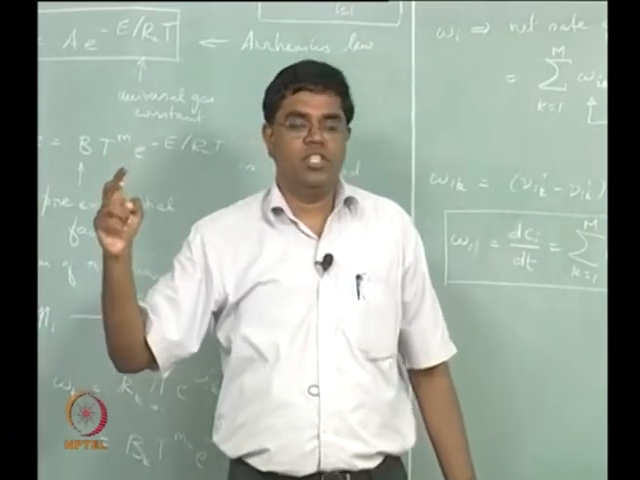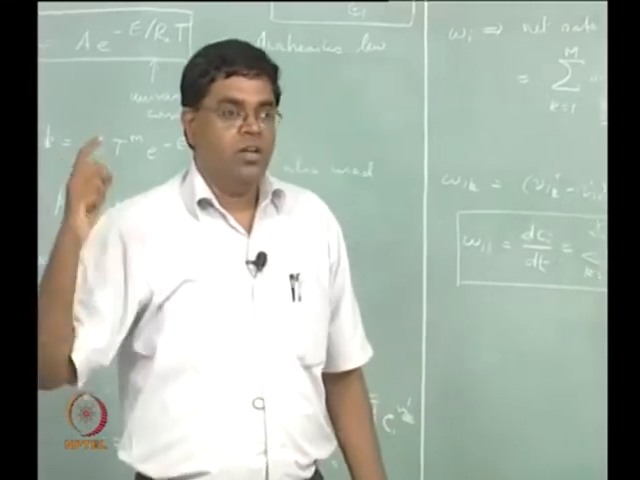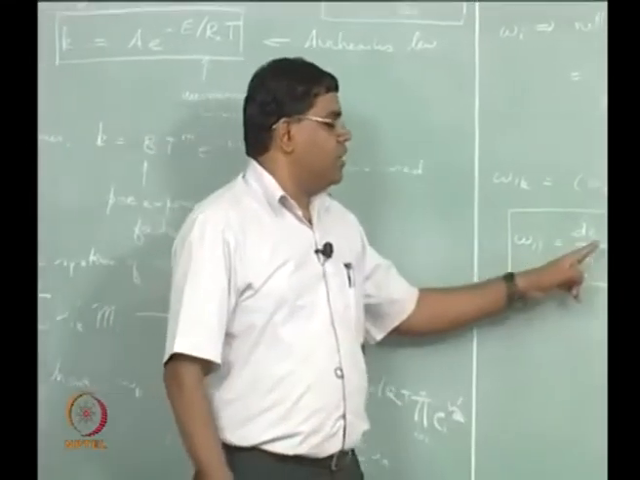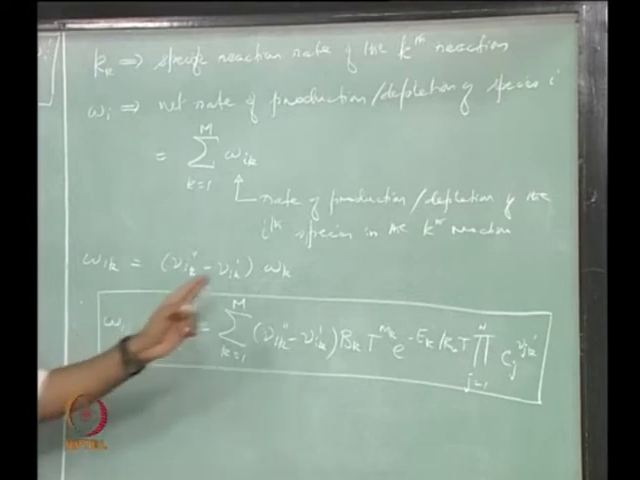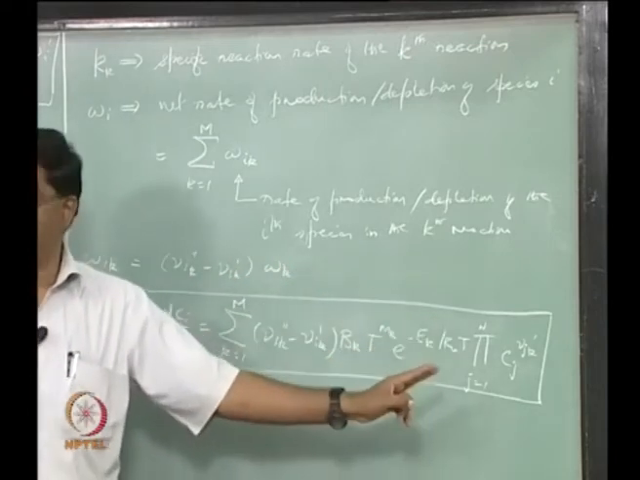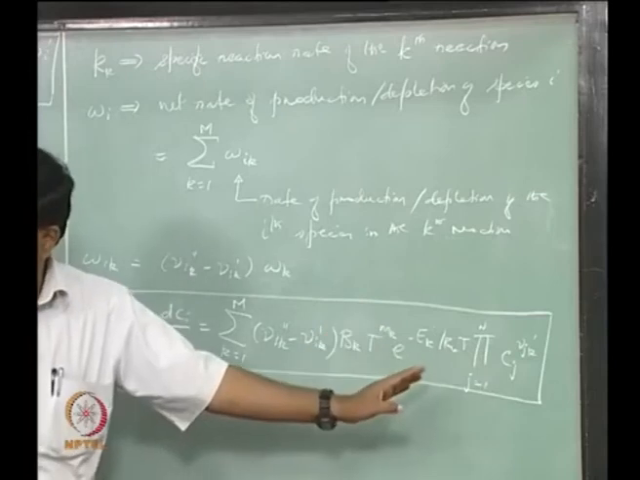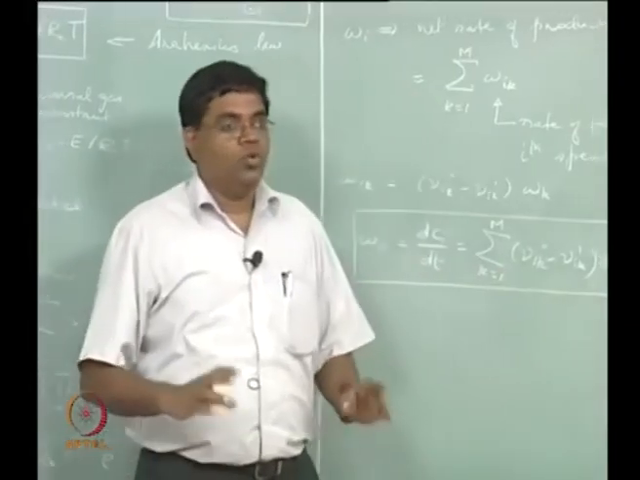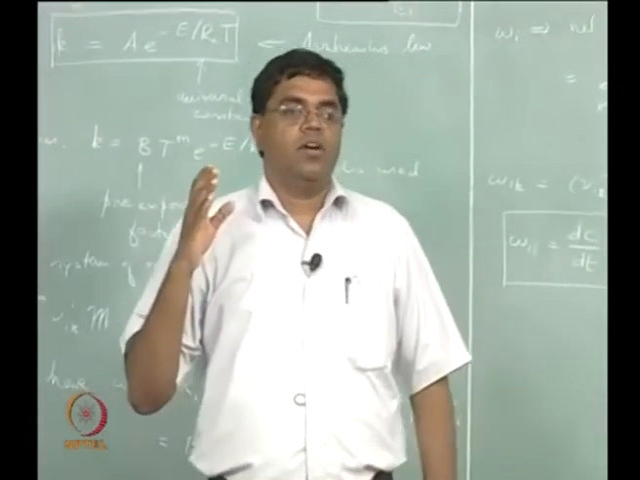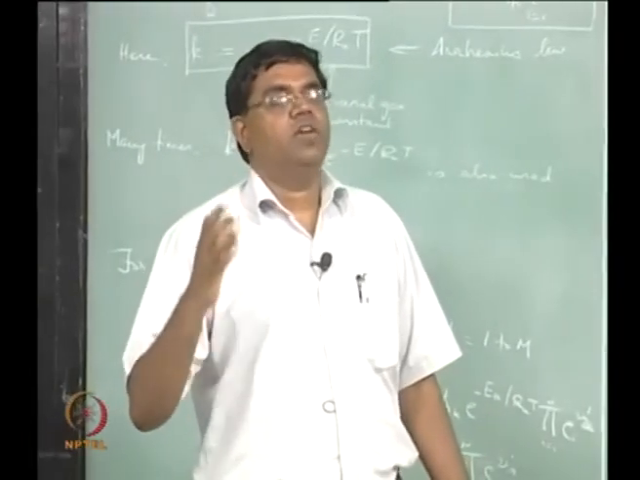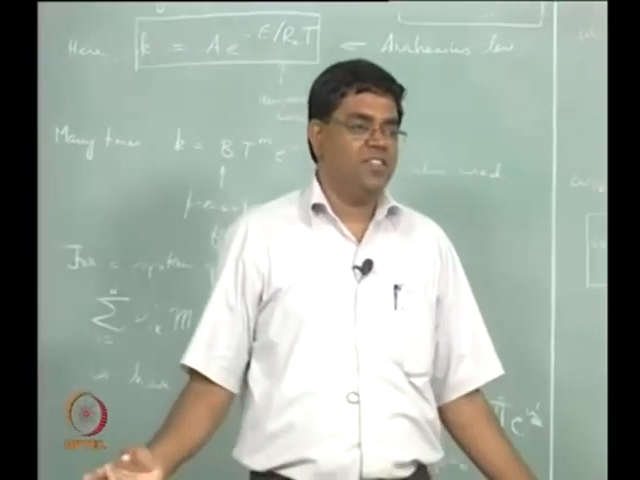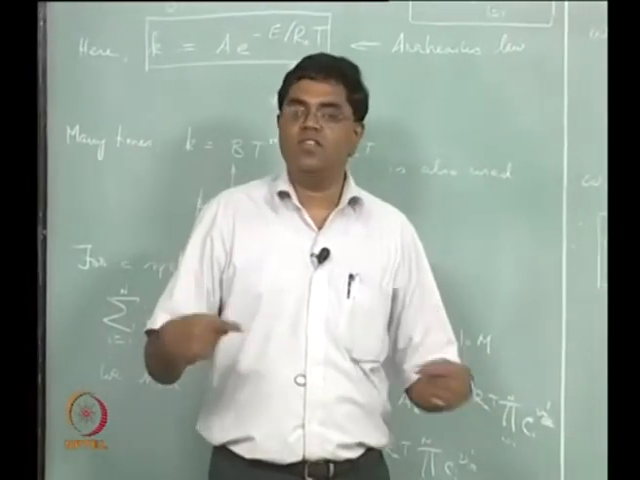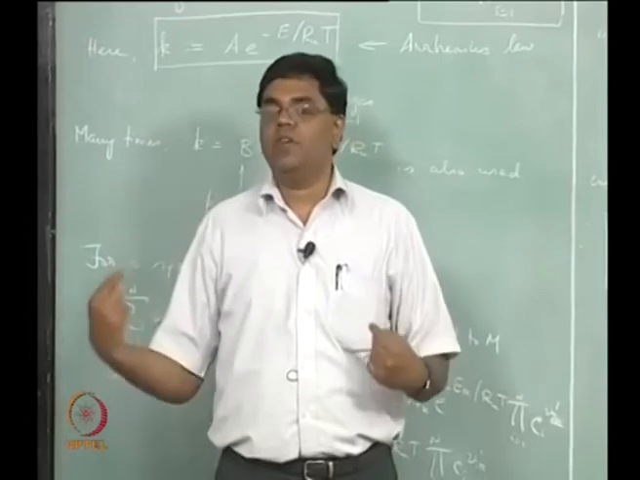So two things are emerging here. One, the rate of change of concentration of species i depends on the concentrations of all species, practically, or in general. That means you can't evaluate the rate of change of concentration of species i independent of all other species. You have to know the concentrations of all species to be able to find out what the rate of change of this is.